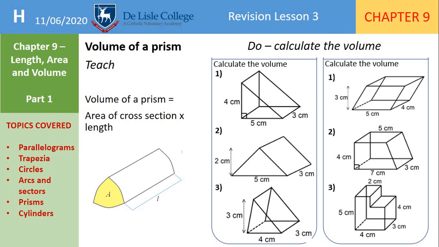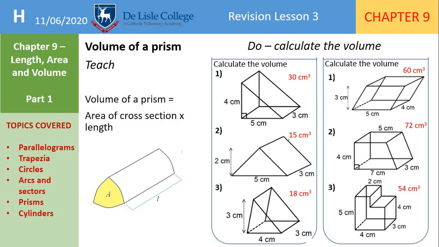Okay, that first section: question 1, you've got 30 centimetres cubed. Question 2, 15 centimetres cubed. Question 3, 18 centimetres cubed. That second section: question 1, 60 centimetres cubed. Question 2, 72 centimetres cubed. And question 3 was 54 centimetres cubed.